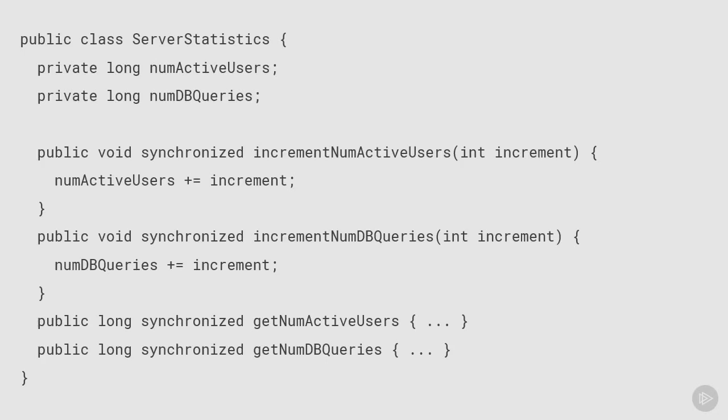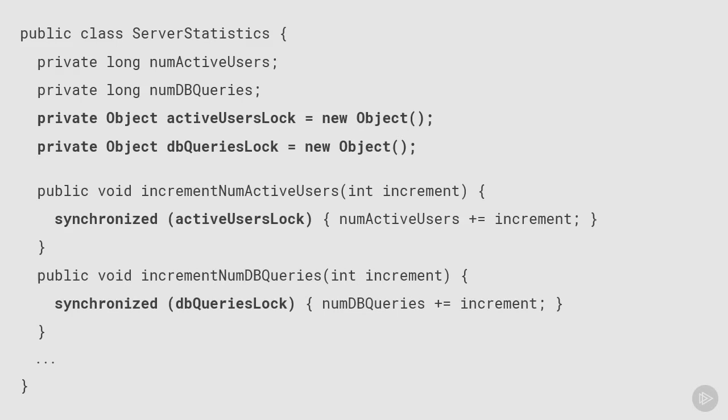In this server statistics class, the count of active users and the count of concurrent database queries are independent of one another. However, the current implementation uses the synchronized keyword on the accessor methods, which means that access to both variables is synchronized on the same statistics object. Having a lock for each variable will help combat lock contention in this case.